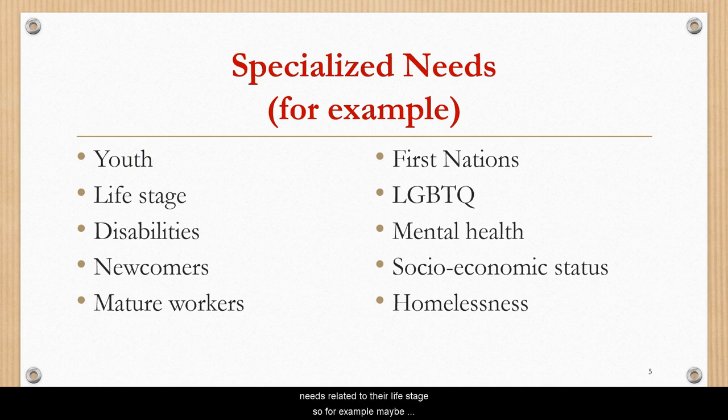Some people have special needs related to their life stage. So for example, maybe you have someone who is coming back into the labor market after having been off for a while, having had some kids and staying at home for a few years to raise their children, and now they want to get back into the labor market, but they want to only look at jobs, for example, that might allow them to work from home or might allow them to work only part-time, that might not require a lot of travel. So those types of specialized needs.